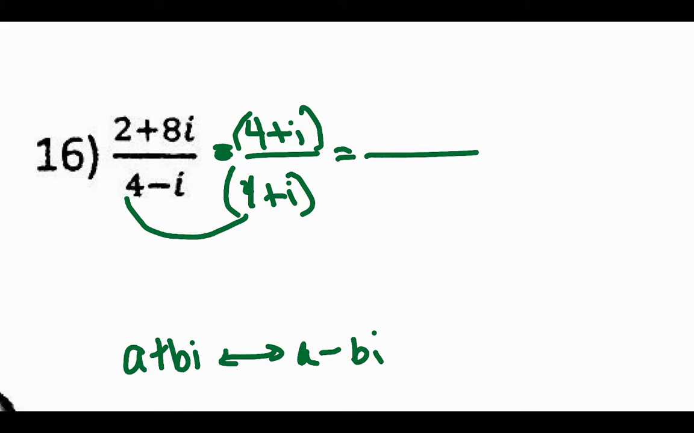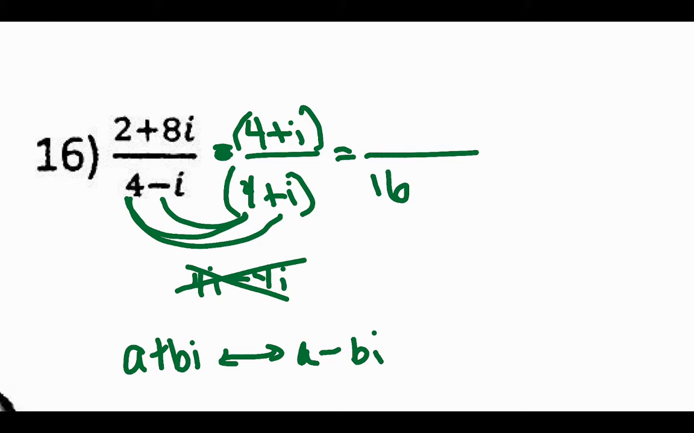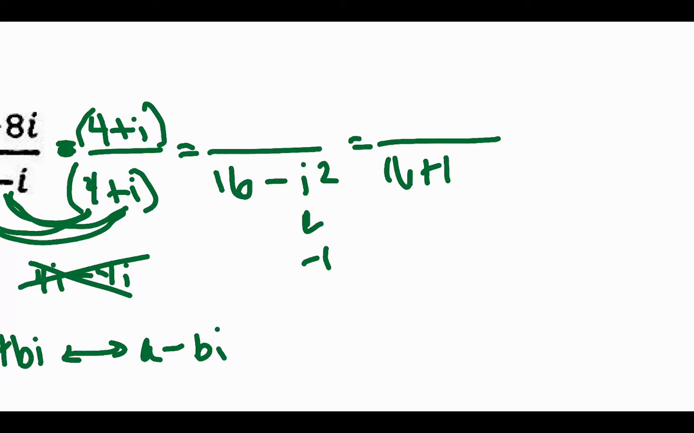4 times 4 is 16. 4 times i is 4i, but negative i times 4 is negative 4i. And guess what? Those cancel. All that's left is negative i times i, which is negative i squared. We always want to replace i squared with negative 1. So 16 minus negative 1 is 16 plus 1, which is 17 for my denominator.